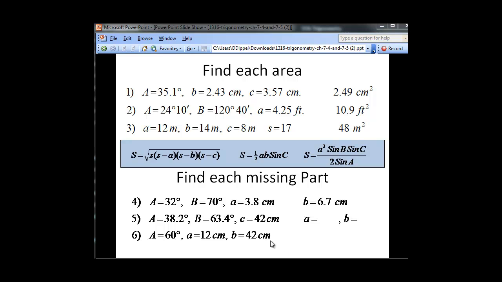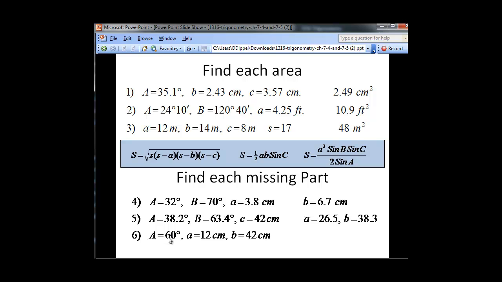Okay, then we can do the same thing at the bottom. If I give you A is 32 degrees, B is 70 degrees, and little a is 3.8. Okay, you're given two angles, so you can plug in this information. B should be 6.7. Okay, so for number 4, using law of sines, you come up with 6.7. Number 5, with the law of sines, you should get A is 26.5 and B is 38.3.